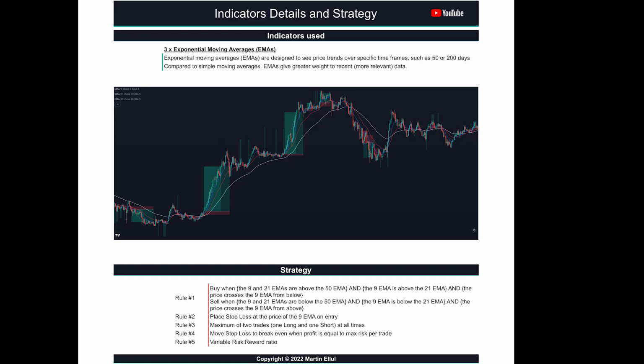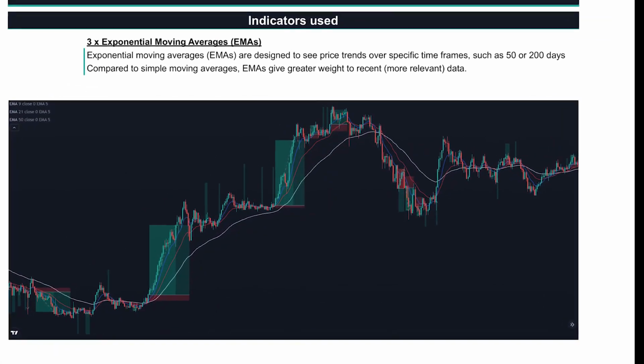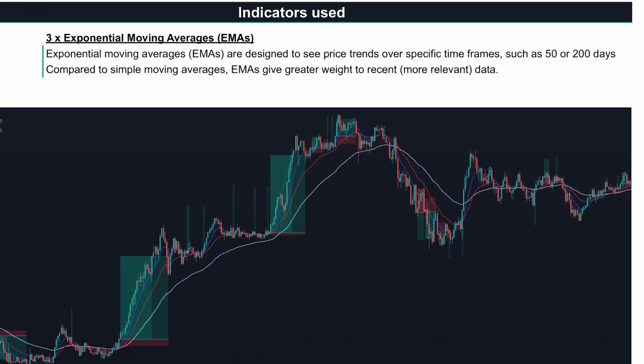So today I have this day trading strategy which I'm going to backtest for you. I will tell you about the indicators we're going to be using, show you a few examples, and then perform the backtest. So this strategy involves 3 trading indicators, 3 exponential moving averages.